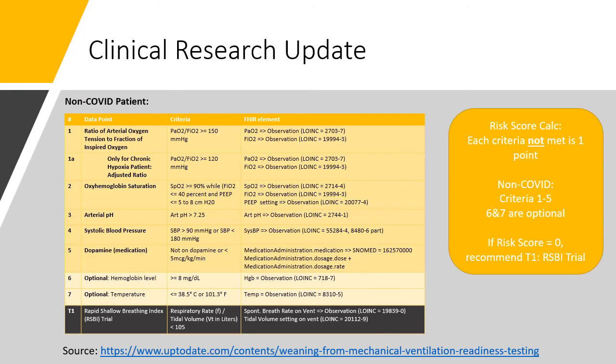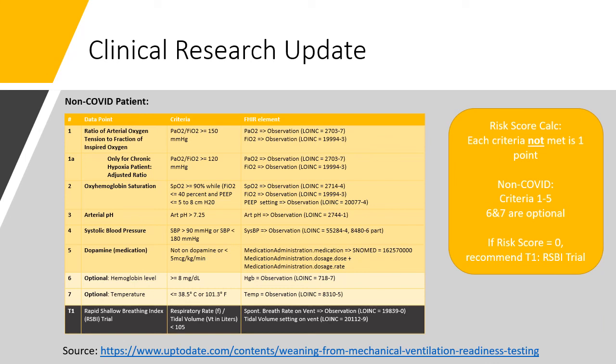The last two slides go into greater detail around the clinical research that has been performed. The ventilator weaning recommendation algorithm will calculate an overall risk score for the patient. There are two algorithms, one for non-COVID patients and one for COVID patients. The risk score will use a 1-point system for each criterion not met, with a risk score of 0 indicating a patient is a candidate for weaning.